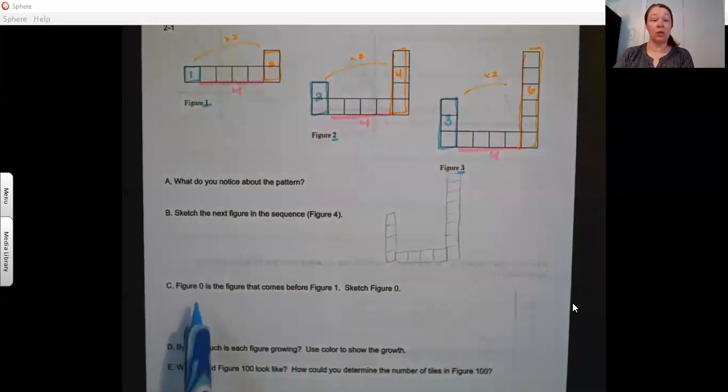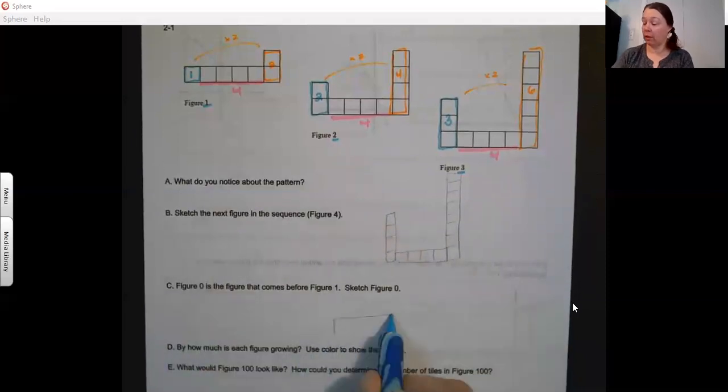Now it says figure 0 is the figure that comes before figure 1. What would figure 0 look like? Well, in all of them they have the 4 in the middle, so I still have 4 in the middle. On the left is whatever the figure number is, which is nothing, so I wouldn't have anything on the left. And this is double whatever the figure number is in the way that I saw it, so that would be nothing. So figure 0 would just be those 4 blocks across.